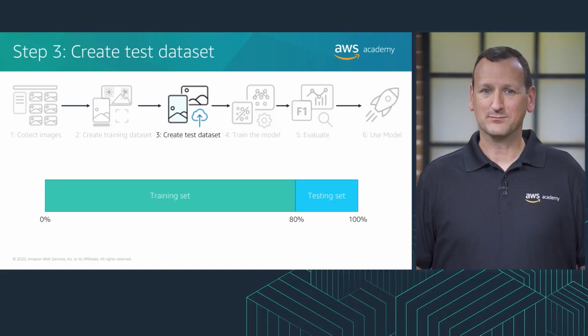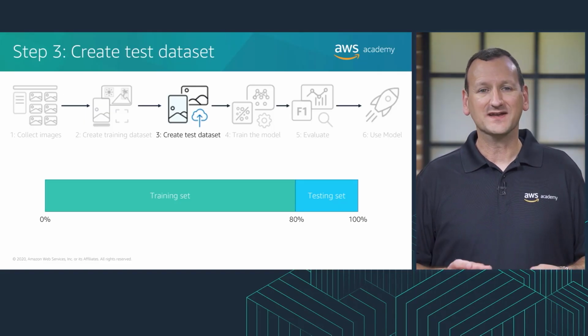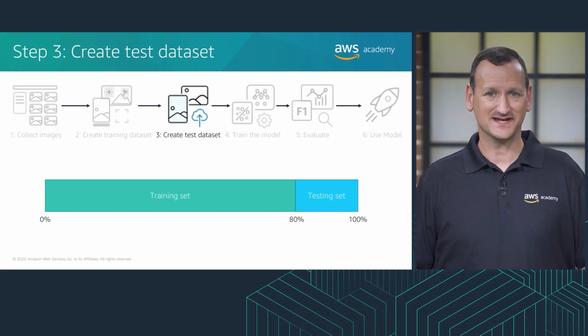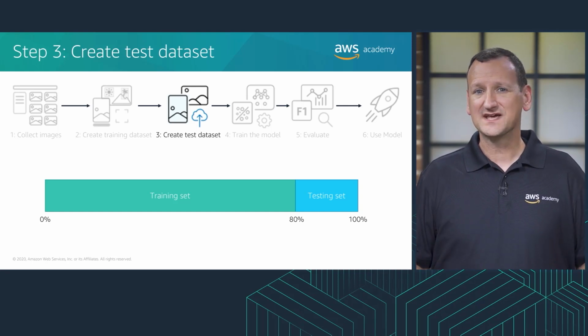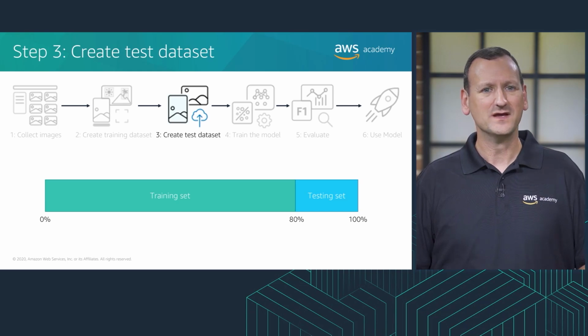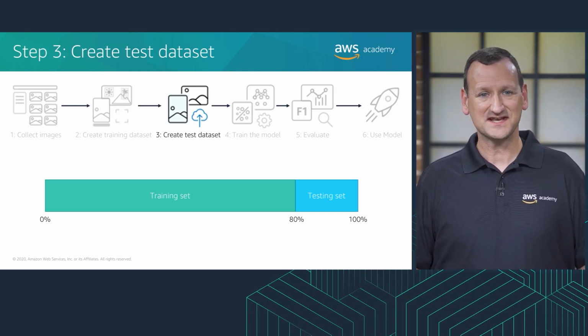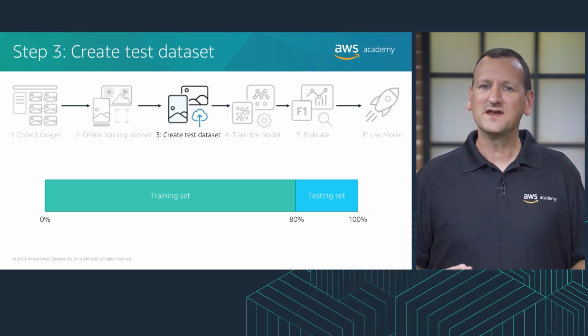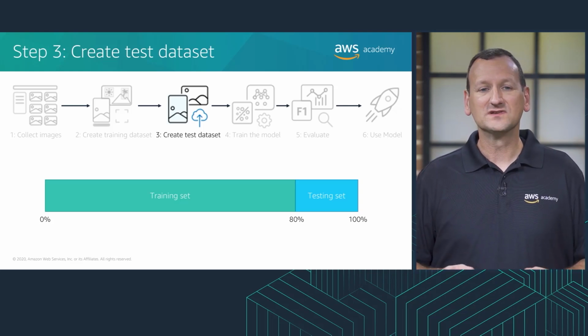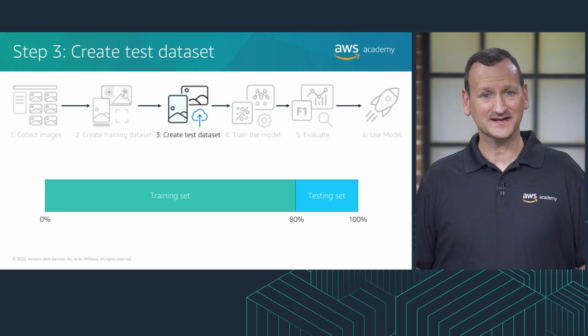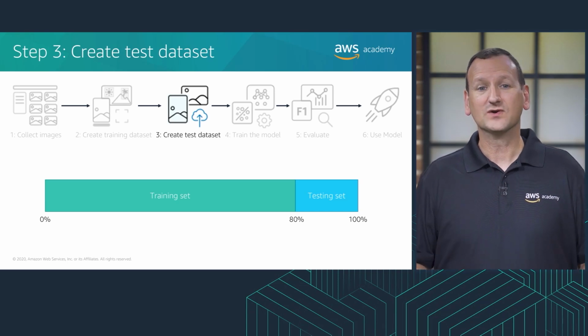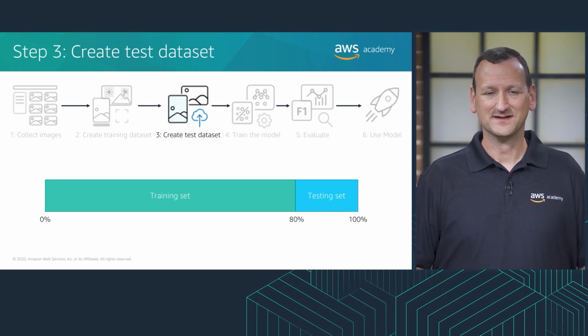The final step before you train your model is to identify a test dataset. You will use this test dataset to validate and evaluate the model's performance. You'll do this by performing an inference on the images in the test dataset. You'll then compare the results with the labeling information that's in the training dataset. You can create your own test dataset.